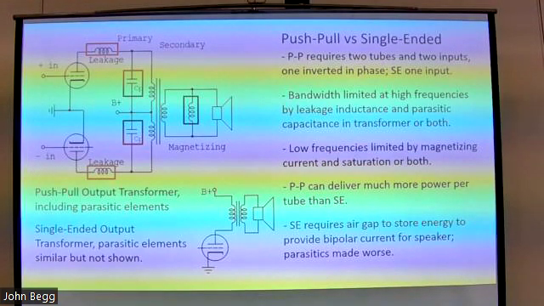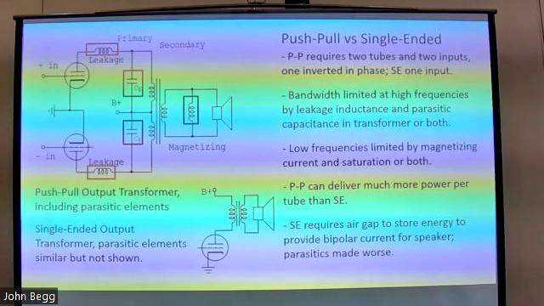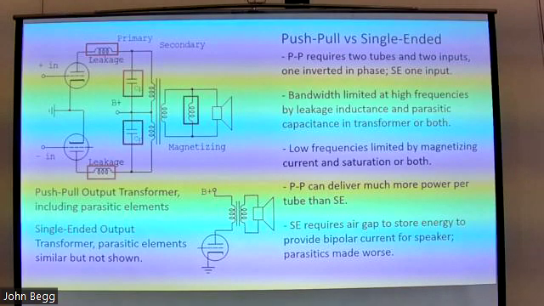Push-pull can deliver much more power per tube than single-ended. The reason is you can turn the tube on harder than you can really turn it off. So that's where you can get more power out of the push-pull circuit, because you're turning one tube on hard, the other tube is kind of drifting off, but it's much more forceful to turn one of those tubes on at higher current than turning the other tube off. So that's why you can get more power.